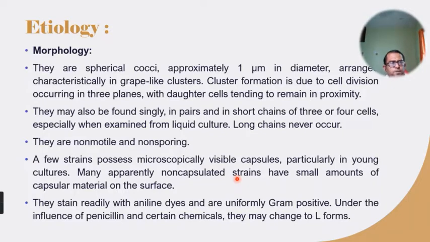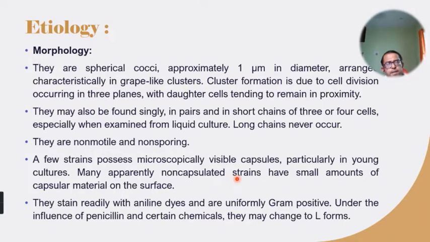Now, a few strains of this group of bacteria are able to produce a microscopically visible capsule, and particularly this capsule is shown in young cultures. They are apparently non-capsulated strains and have a small amount of capsular material on their surface. Basically, when these bacteria are young, they show the microscopically visible capsule, but later on they become non-capsulated.